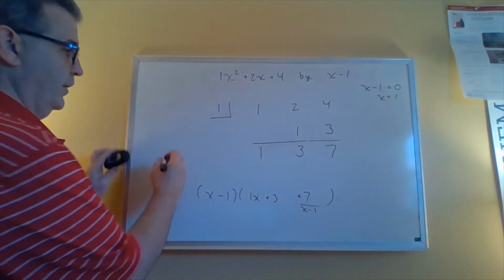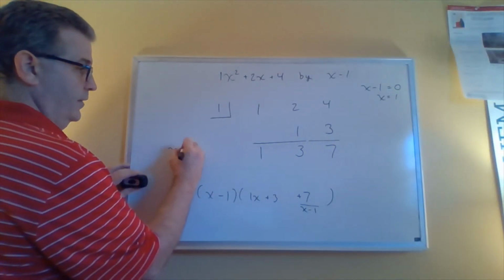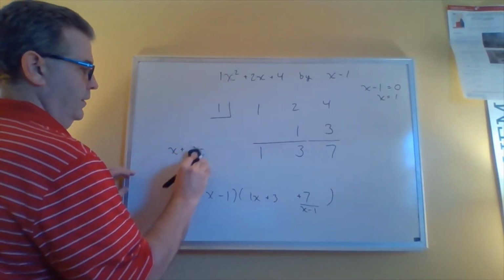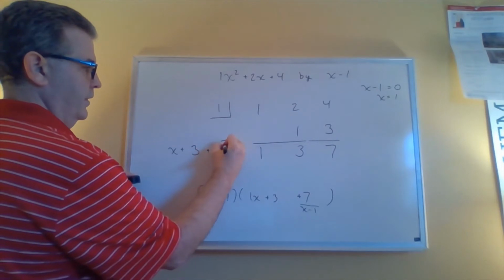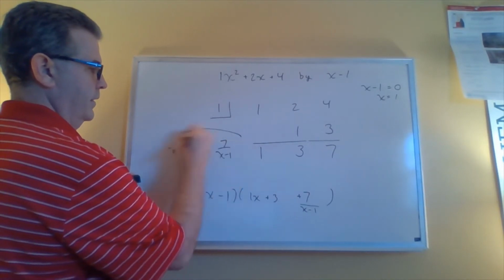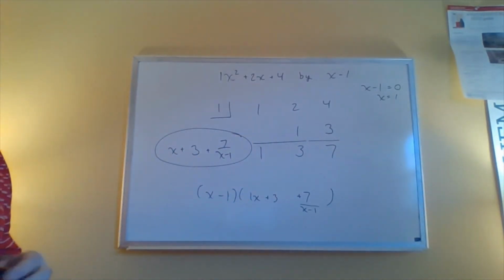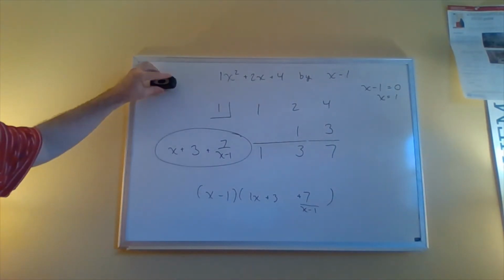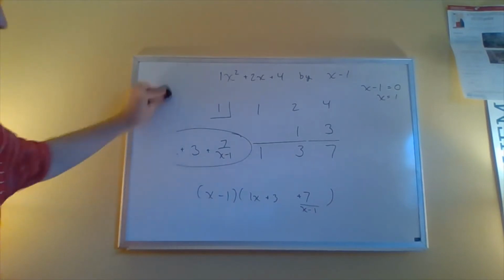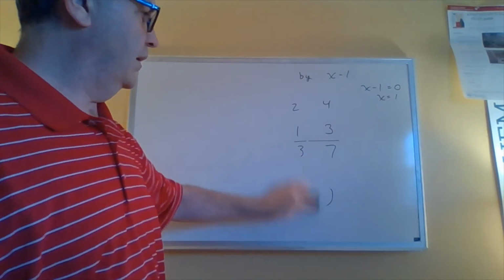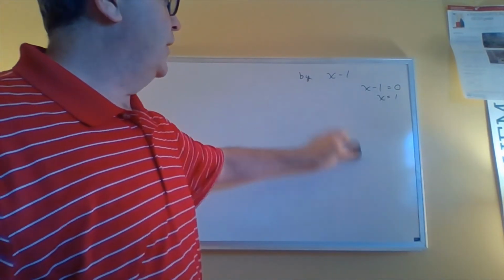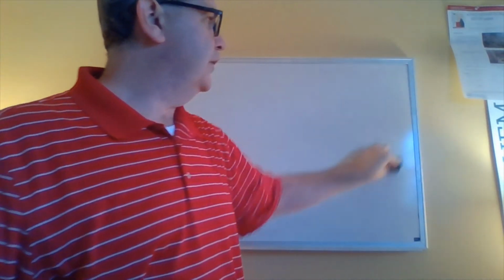So what do we end up with? Our answer is x plus 3 plus 7 over x minus 1. Let's do one more example here. And please, if you get stuck on anything, email me, and I can shoot back to you a short video just on that problem, on how to answer that problem directly.